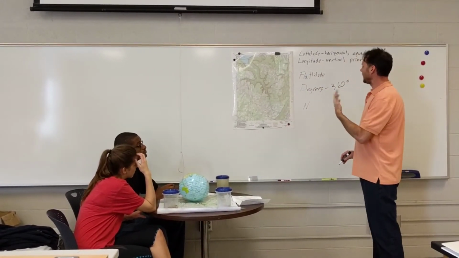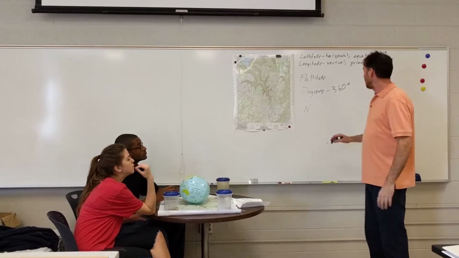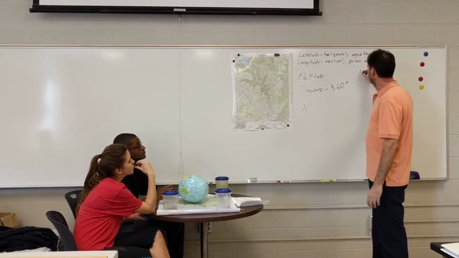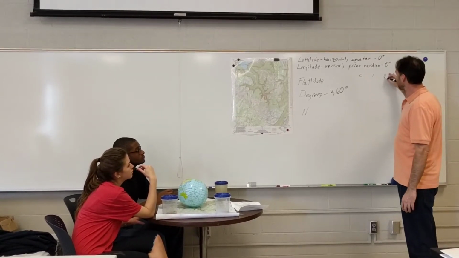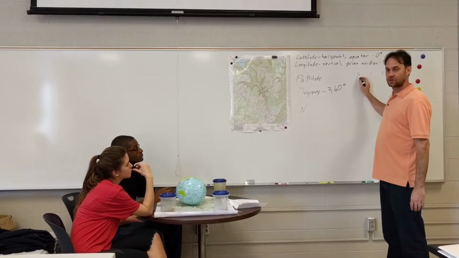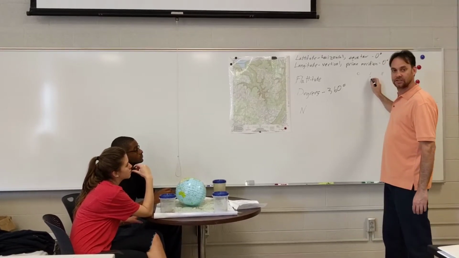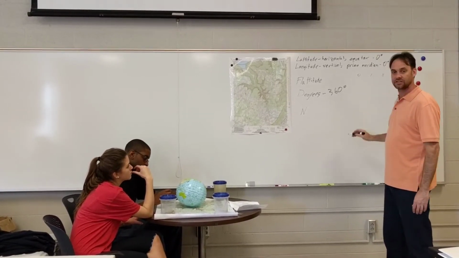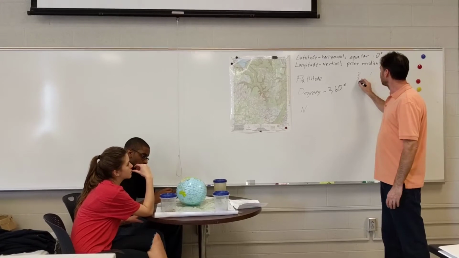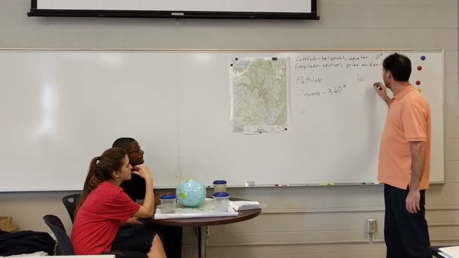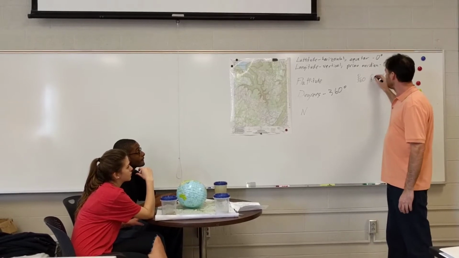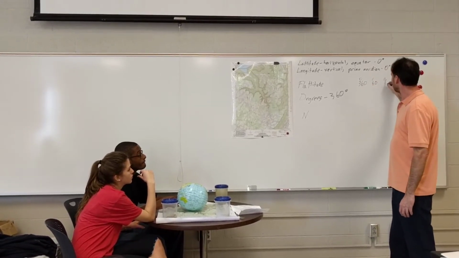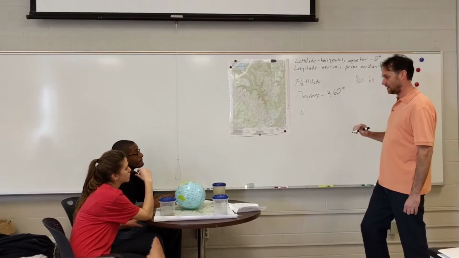Now, the way latitude and longitude are written is by degrees, minutes, and seconds. This small circle is a degree mark. This one dash is a minute mark. This double dash is a second mark. There are 360 degrees in a circle. There are 60 minutes in 1 degree, and there are 60 seconds in 1 minute.